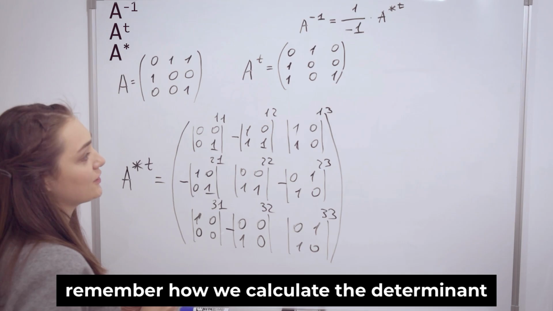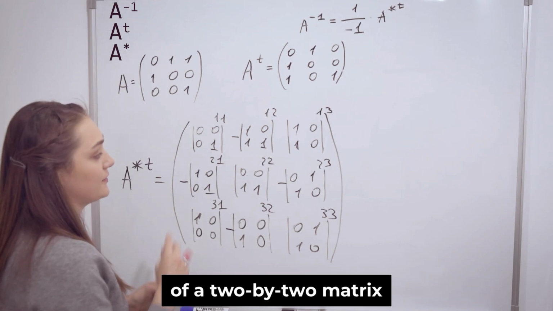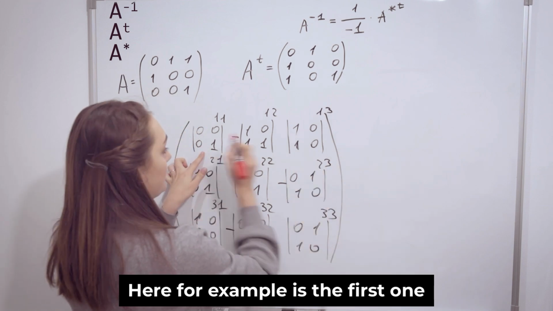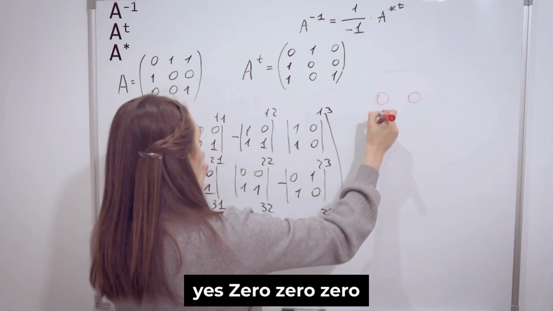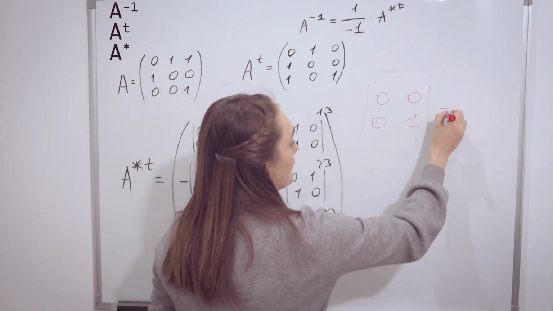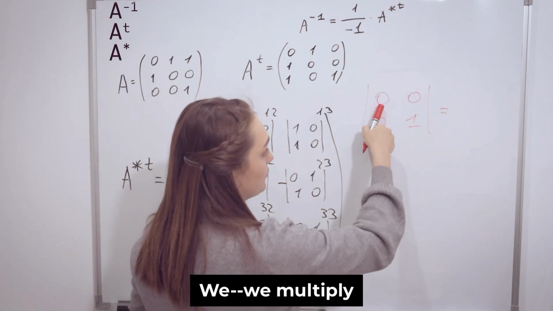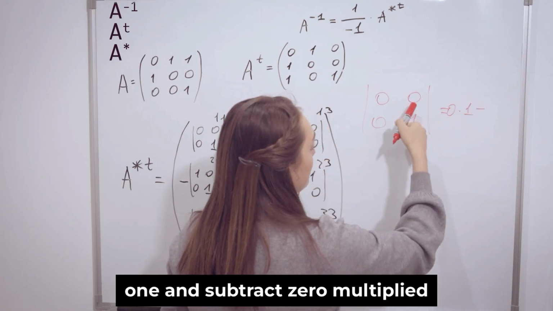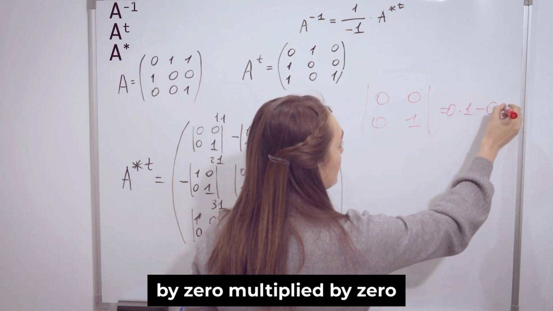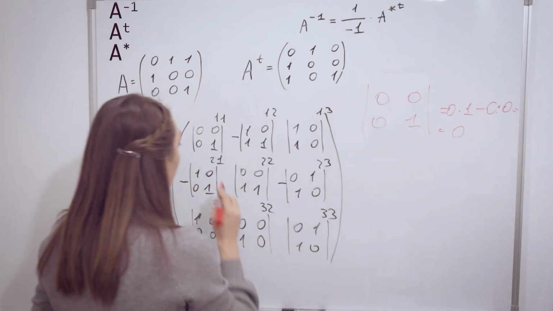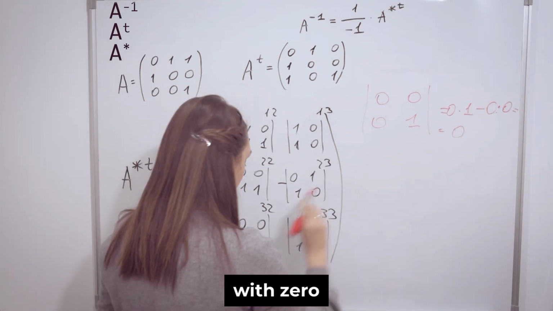Let's remember how we calculate the determinant of a 2 by 2 matrix. This is a mini matrix, right? Here, for example, is the first one: 0, 0, 0, 1. We need to calculate its determinant. We multiply 0 by 1, and subtract 0 multiplied by 0. It turns out 0. That is, here we will end up with 0.